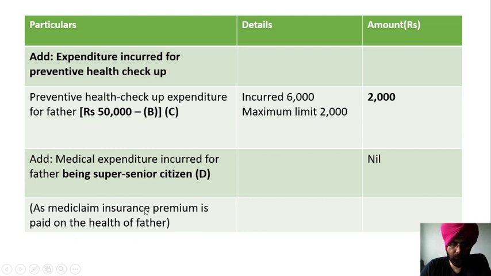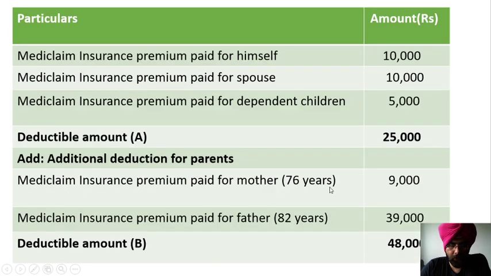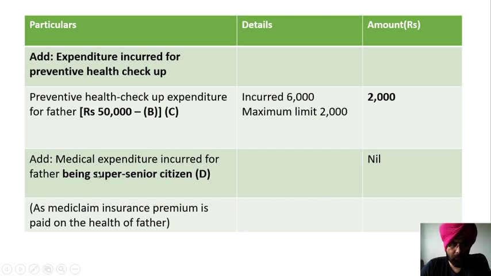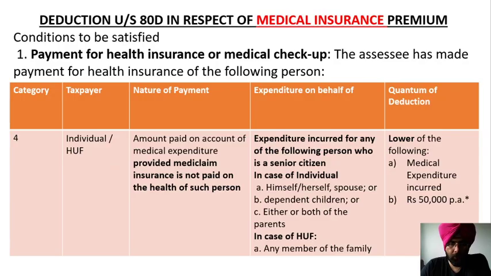This expenditure will not be available because you have already claimed medical expenditure. Here you have claimed the medical insurance premium, so the medical expenditure will not be available, because if the medical insurance premium is paid, then medical expenditure deduction is not available. You can refer to our fourth slide.